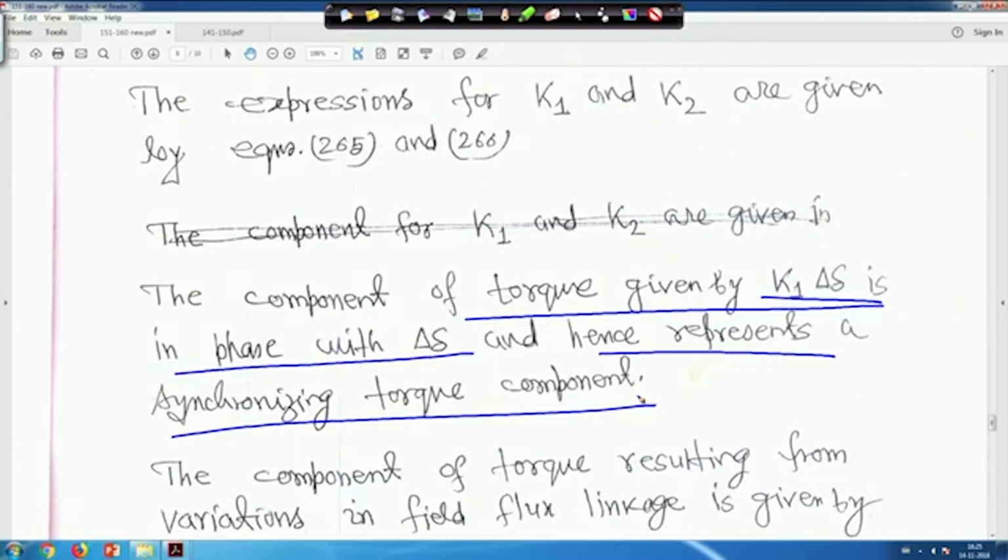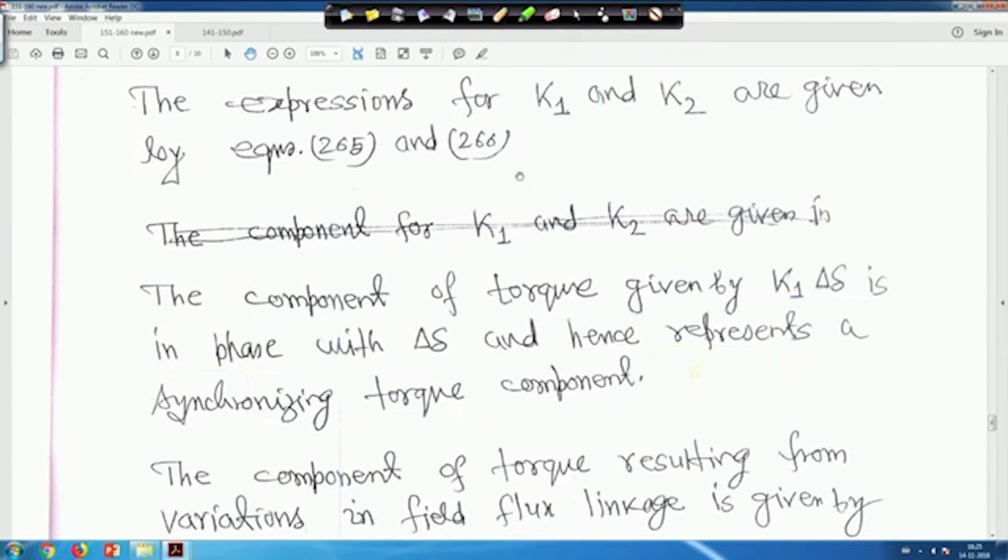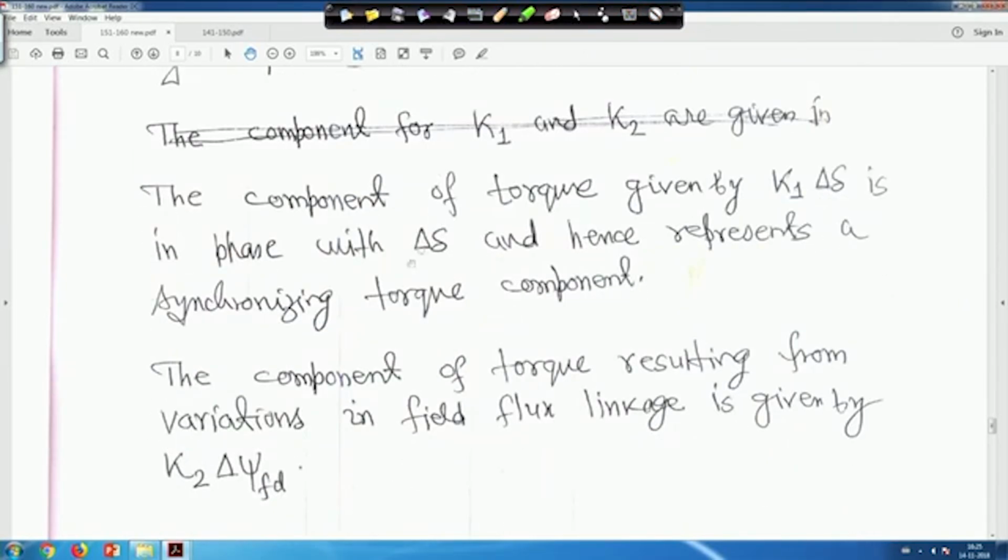First let me show it, right. The component given by K1 delta delta is in phase with delta delta and hence represents a synchronizing torque component, right. We will come to that. And the component of torque resulting from variation in field flux linkage is given by K2 delta psi Fd.